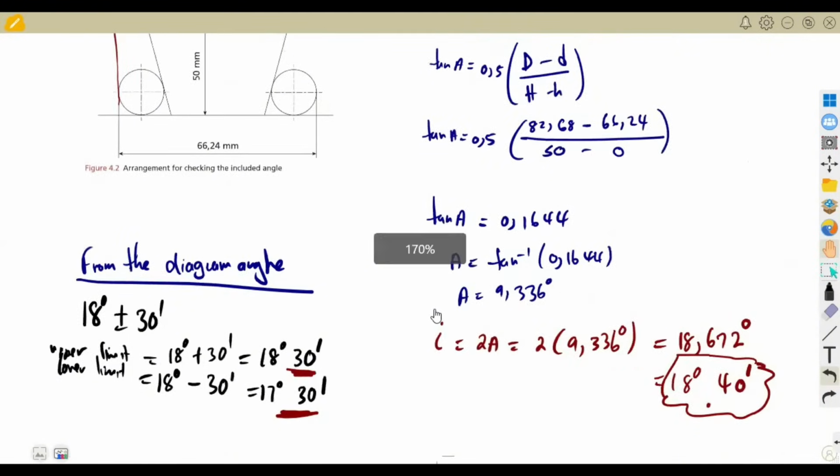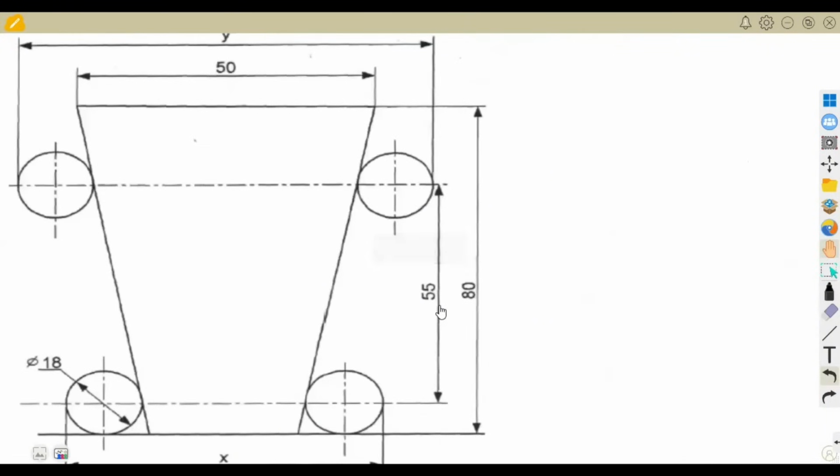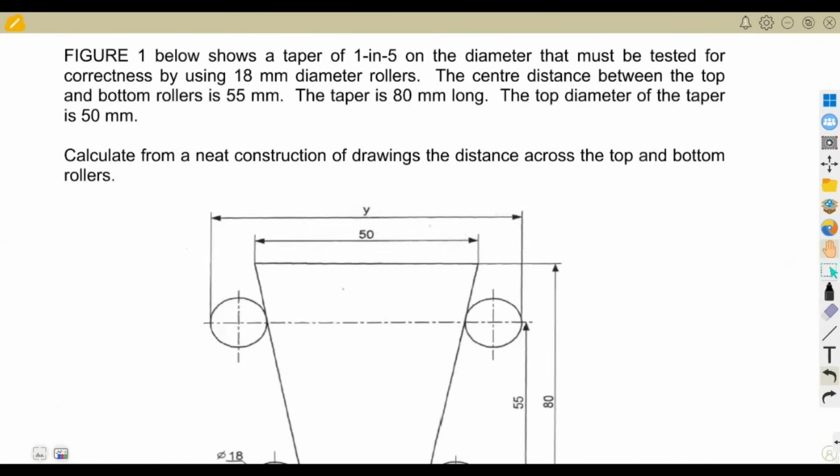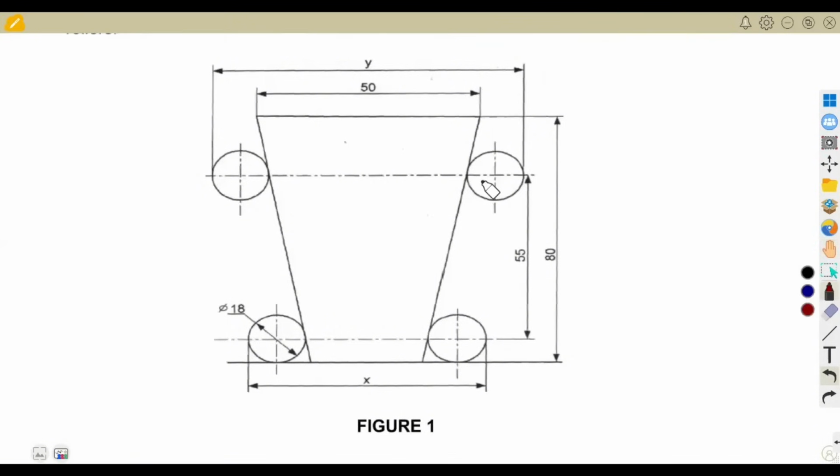Let us check this one. They do ask this, and you are supposed to be very, very careful. In this case, we just need to extend this further. Fig 1 below shows a taper of 1 in 5. On the diameter that must be tested for correctness, we use 18 millimeter diameter rollers. These rollers are identical.